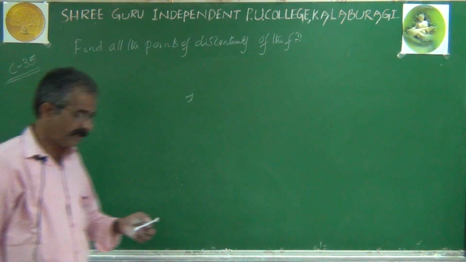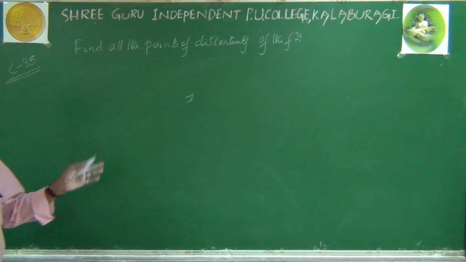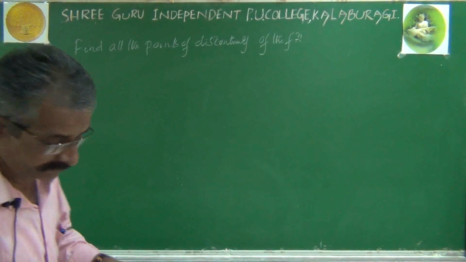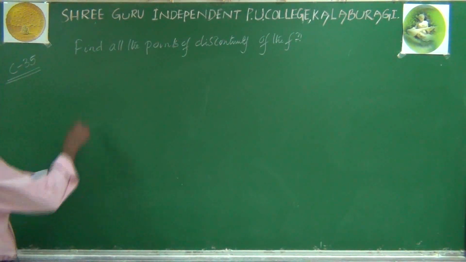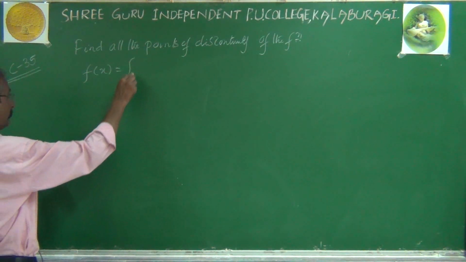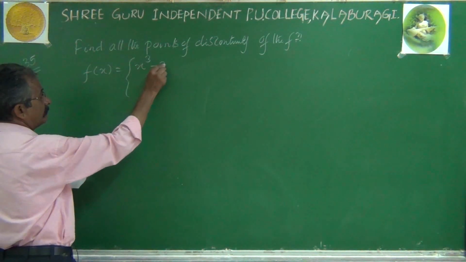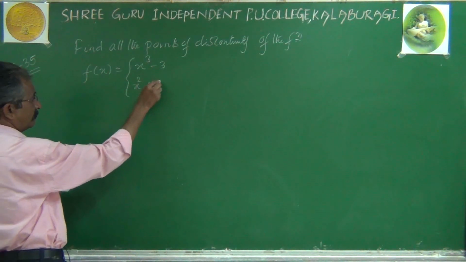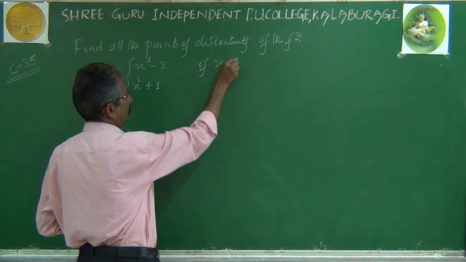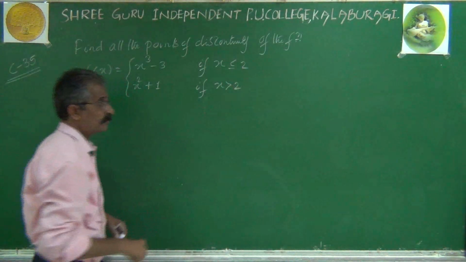Next question. Find all the points of discontinuity of the function. Find all the points of discontinuity of function f of x equals x cube minus 3 if x is less than or equal to 2, x square plus 1 if x is greater than 2.